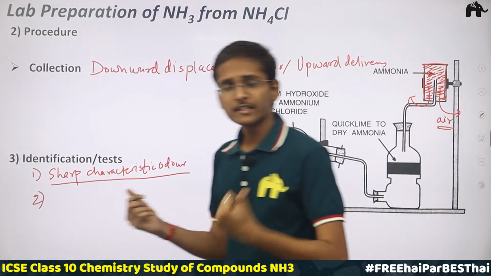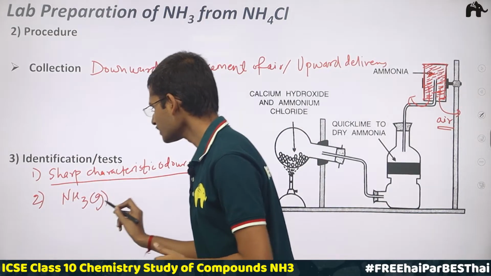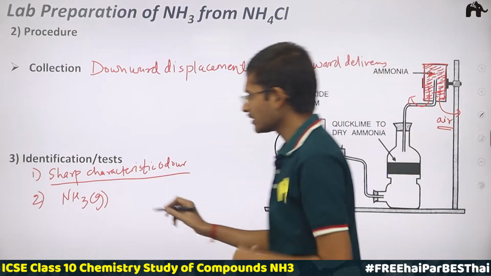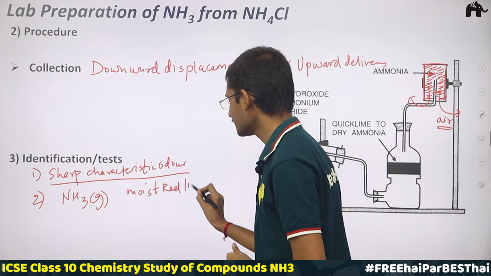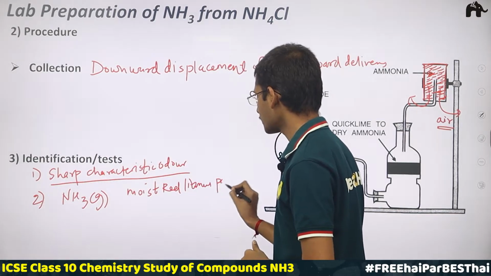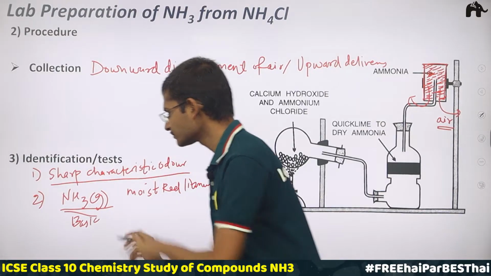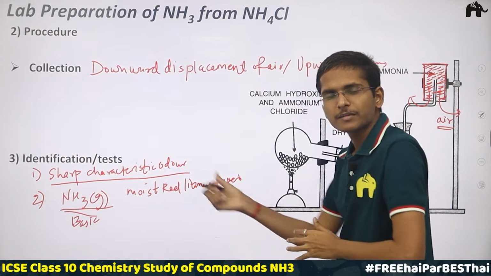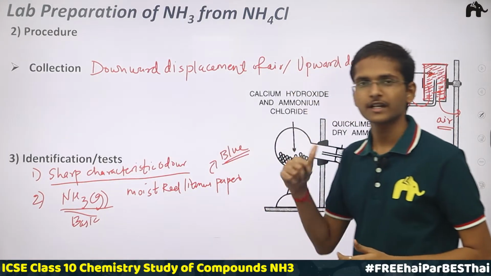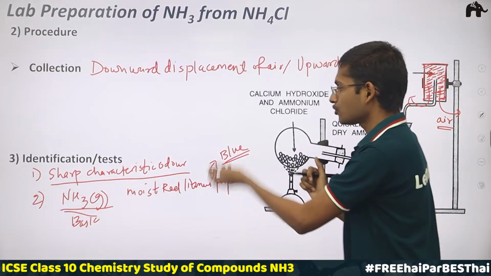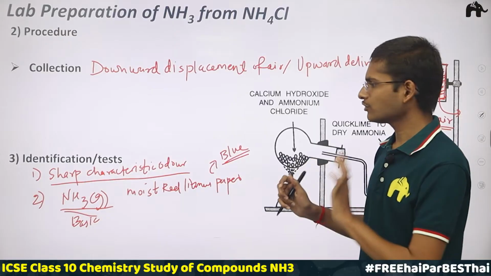Another thing is, since it is basic in nature, if I would insert moist red litmus paper into this ammonia gas, since it is basic, what it would do is, we know it would turn the moist red litmus paper blue, right? Because bases turn blue. I have told you the trick in the acids, bases and salts chapter. So this is also a very interesting test we can use to confirm whether it is ammonia or not.